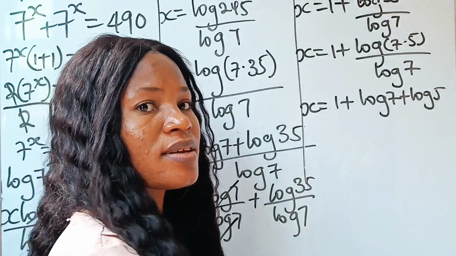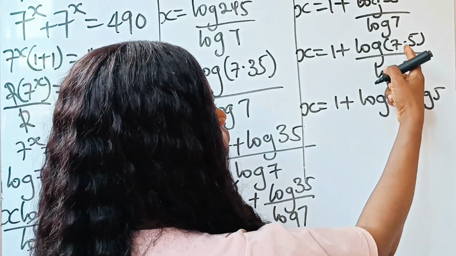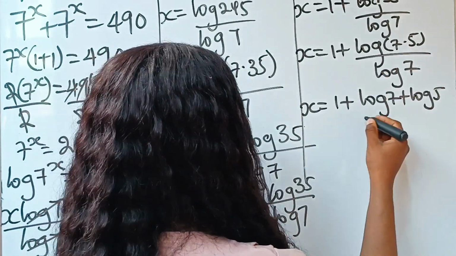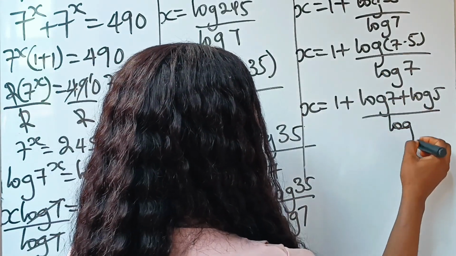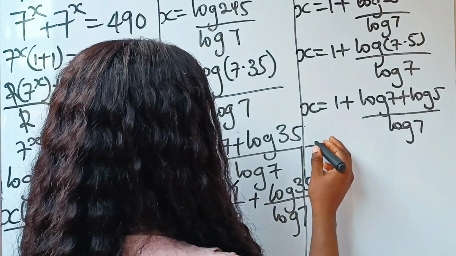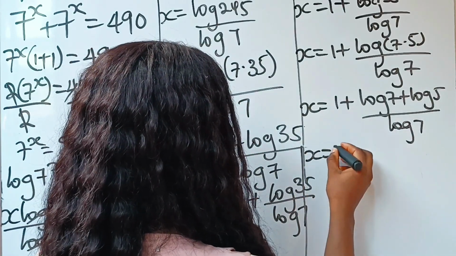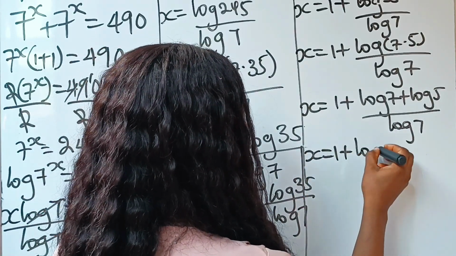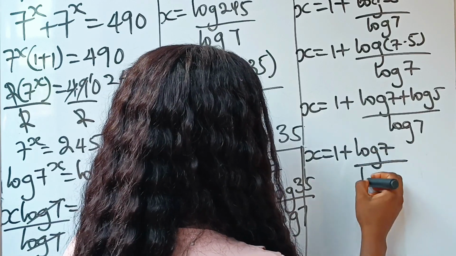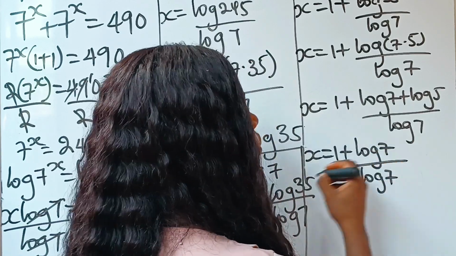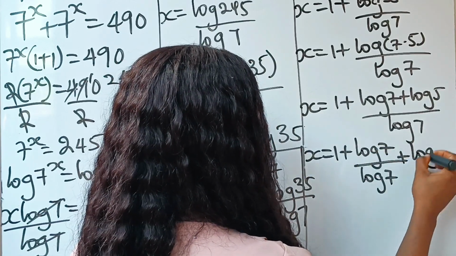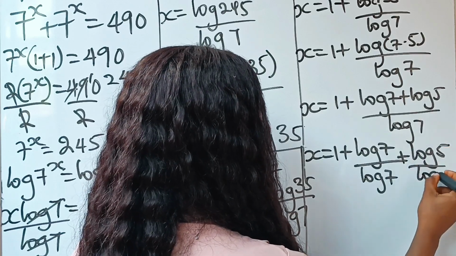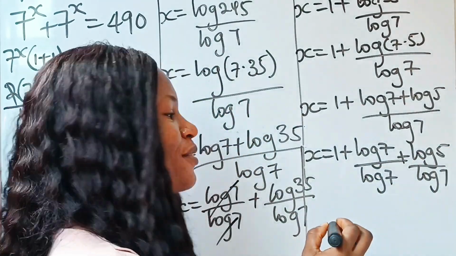Remember that I've explained this before. Yes. So when you have multiplication, you add. Divided by log 7. So we can say that x is 1 plus log 7 divided by log 7 plus log 5 divided by log 7.